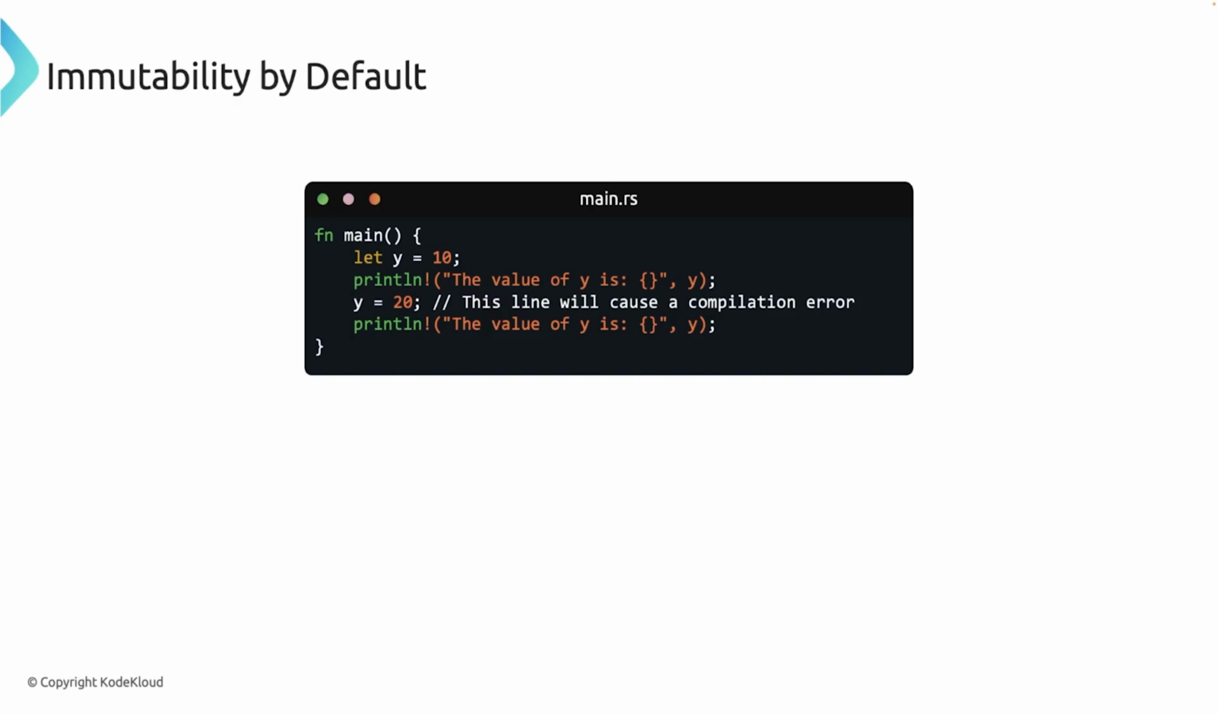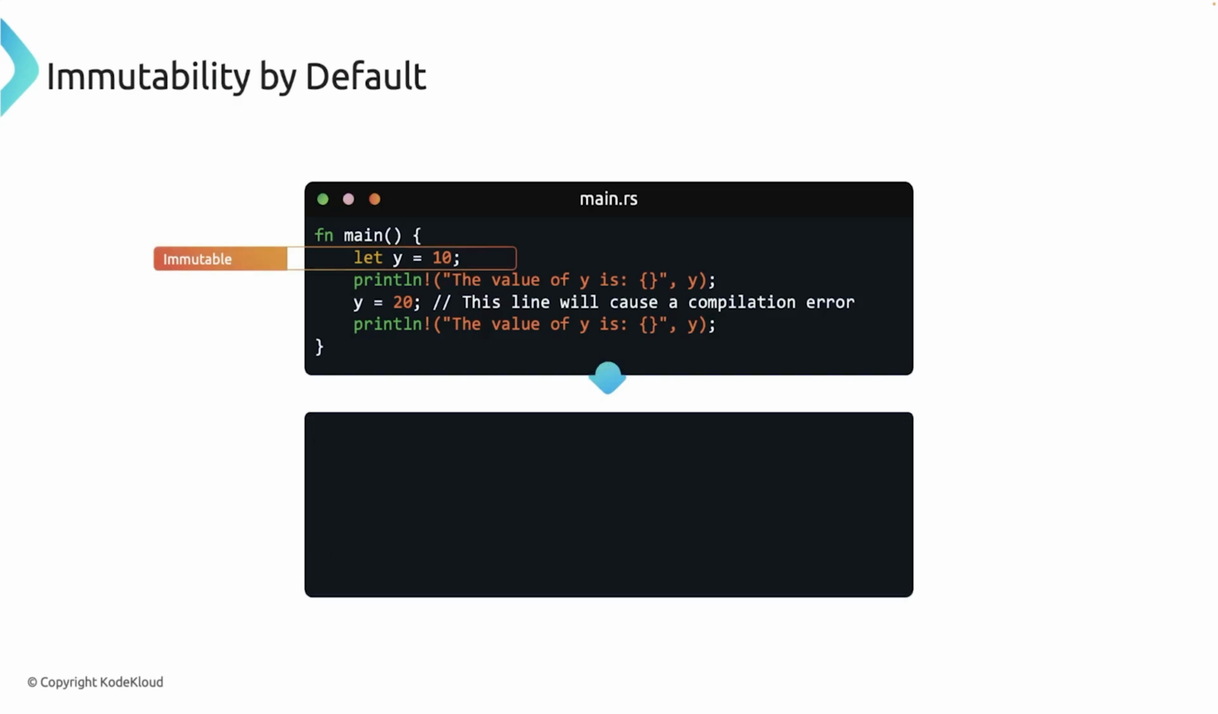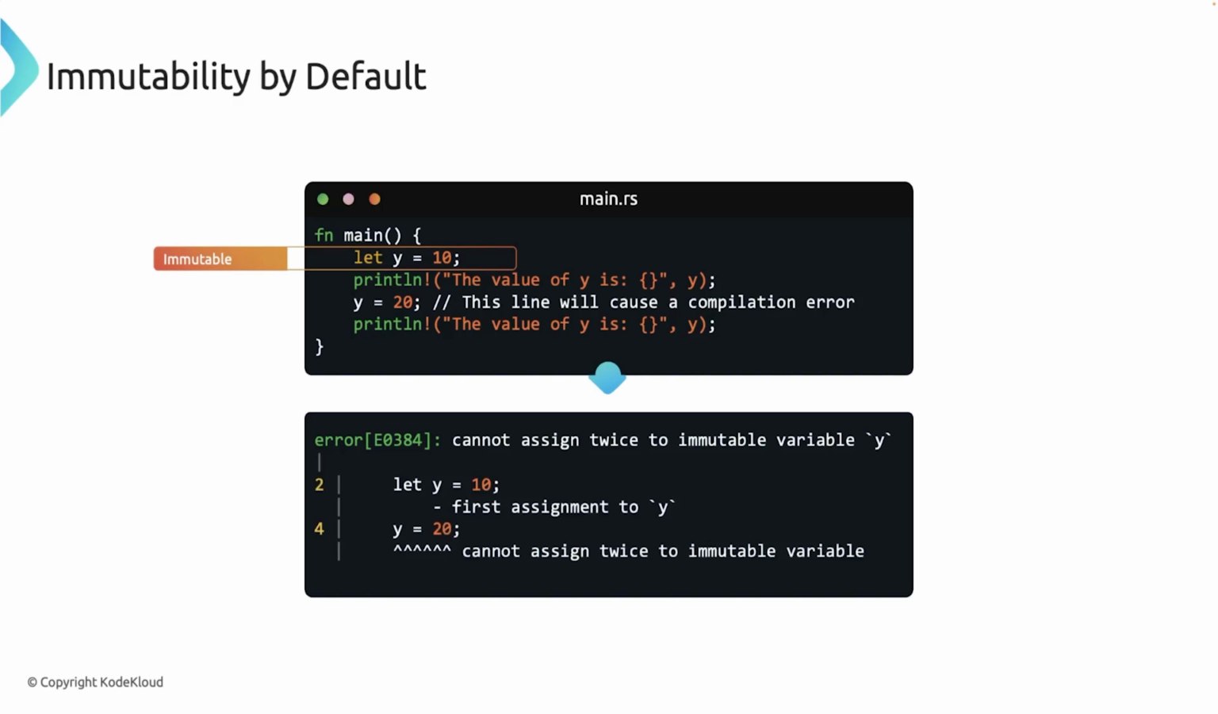So let's see what happens when we try to change an immutable variable. When we try to compile the code, we'll get an error because we're attempting to change the value of y, which is immutable. This error message over here tells us that we cannot assign a new value to an immutable variable. This compile time check helps prevent bugs by ensuring that values remain constant when expected.